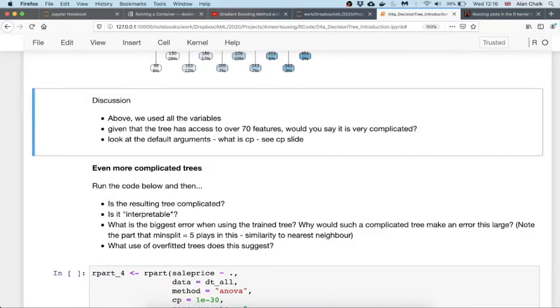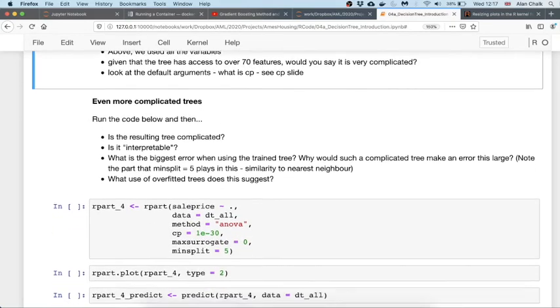The answer is to do with the complexity parameter. We discussed the complexity parameter briefly in the lectures. If its value is 0, you're going to get very complicated trees. If its value is 1, you're going to get trees with no split whatsoever. The default for the complexity parameter in rpart is 0.1, which happens to be a pretty high setting.